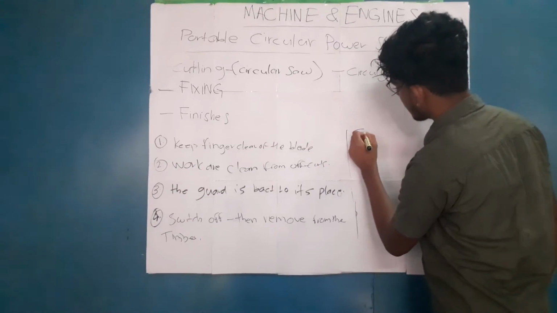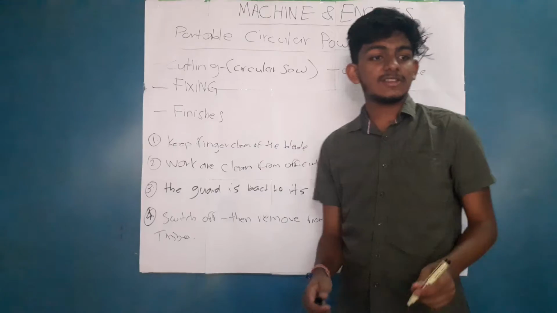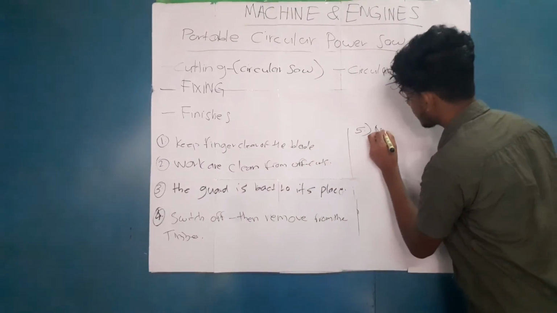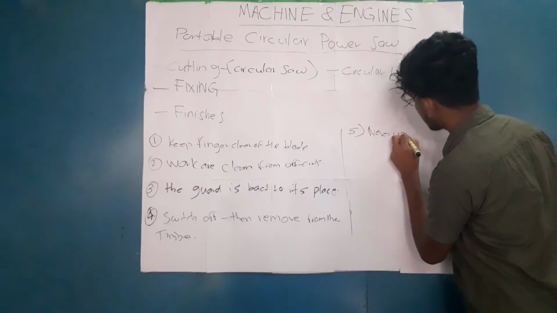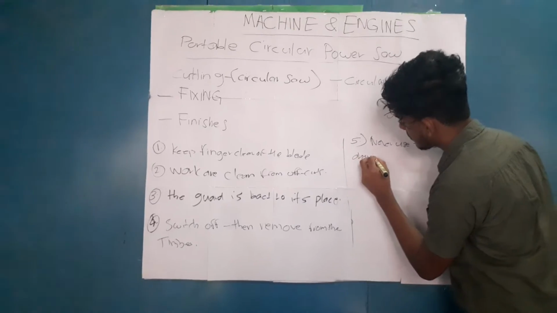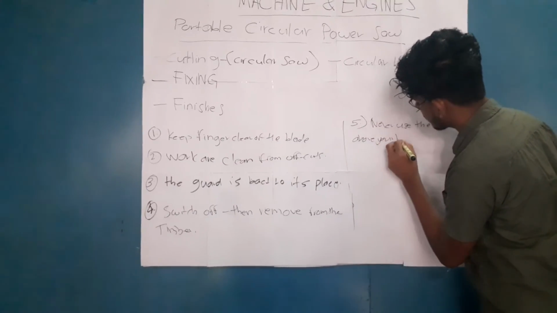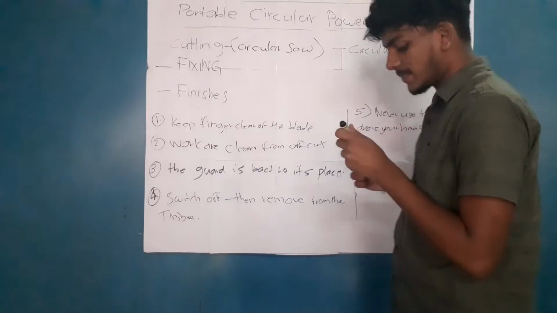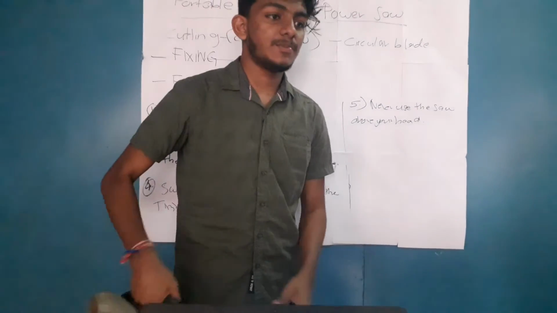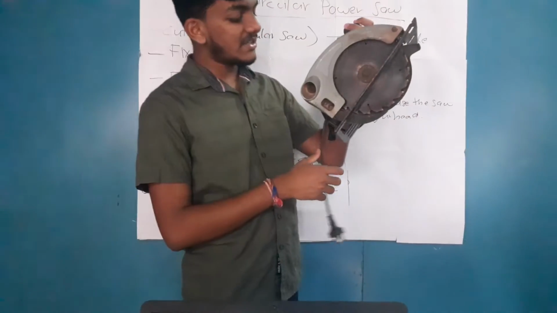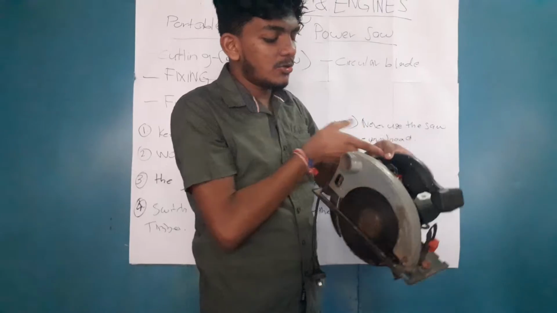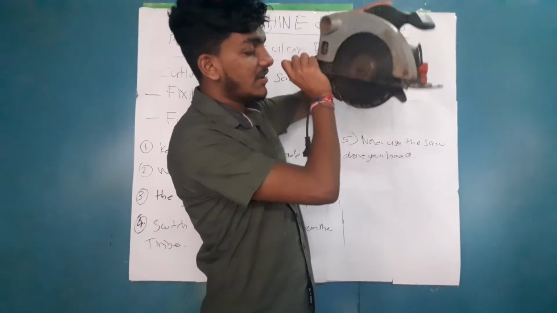Number 5 is never use the saw above your head. Using the saw above your head, you must never do it, because in this position you will never be able to properly operate the machine.